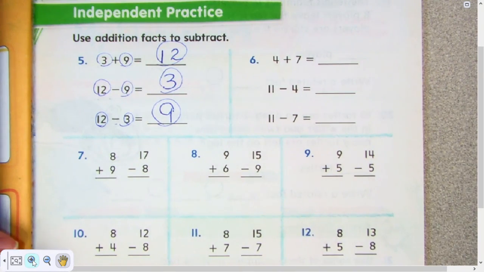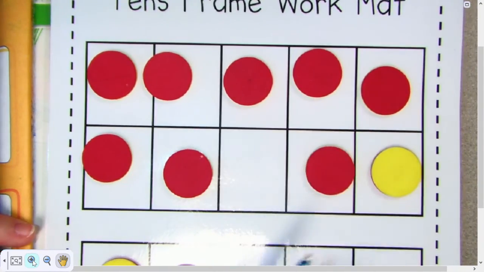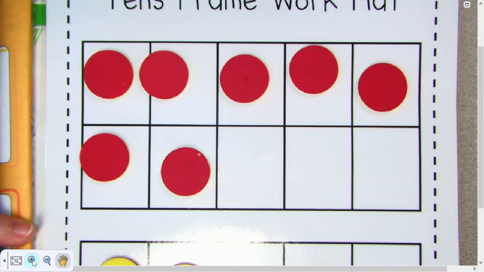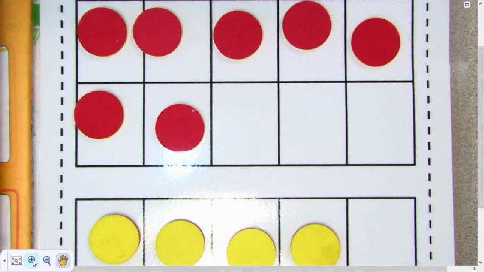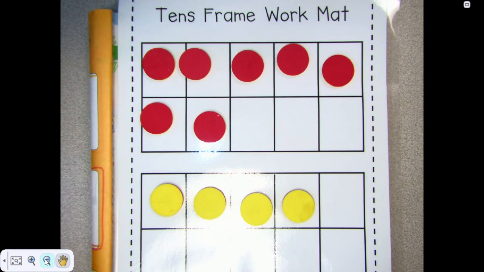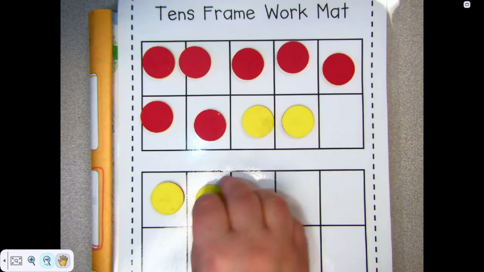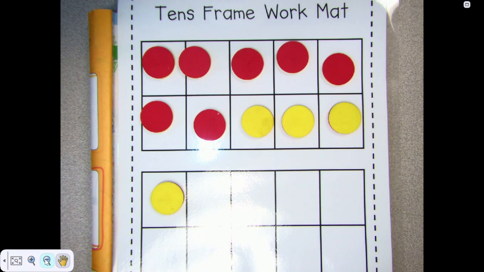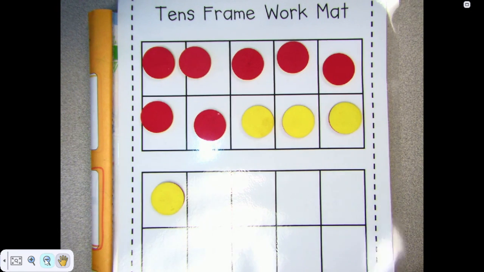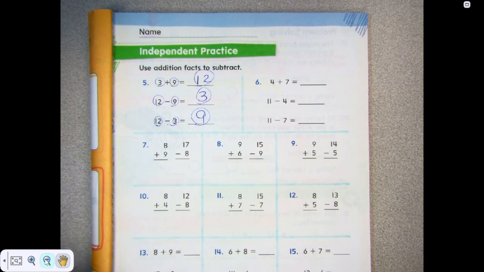All right, 7 plus 4. So I'm going to do 7 plus 4. Can I make a friendly 10? Absolutely. 1, 2, 3. What's that leave us? 11. Yeah, good job.